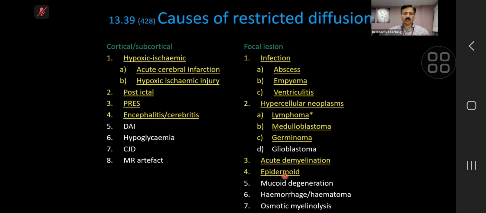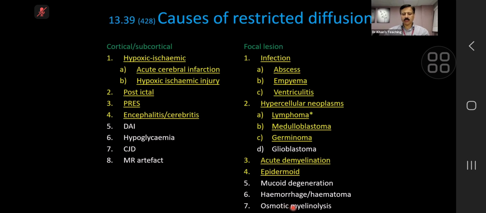And this is how the case will come in the exam, particularly in, let's say, the CP angle, as in cerebellopontine angle, etc. And epidermoids show restricted diffusion. On the other hand, arachnoid cysts do not show restricted diffusion.